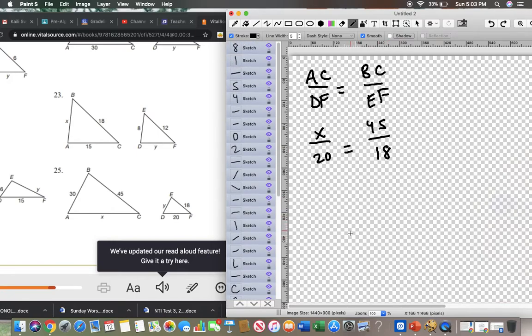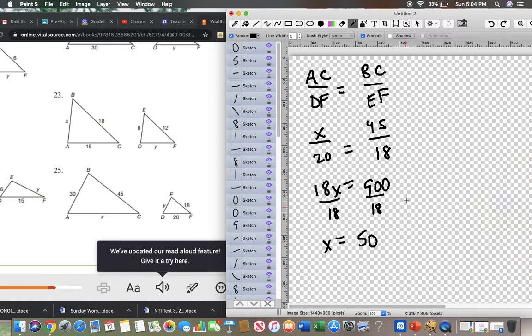So let's cross multiply. I've got 18x is equal to 45 times 20. My calculator out. That is 900. Divide both sides by 18. x is equal to what? 900 divided by 18. That is 50. Now let's find y.